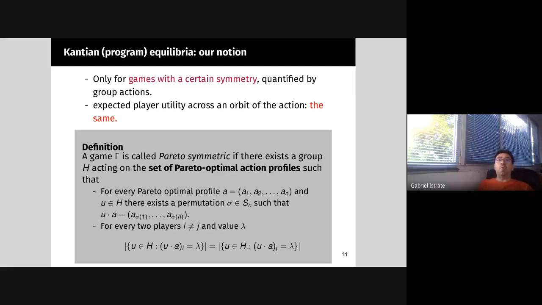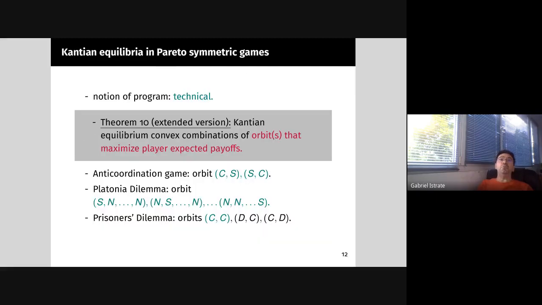So what we do is we restrict ourselves to a class of games with a certain symmetry, and the symmetry is quantified by having a group acting on the set of Pareto optimal action profiles in such a way that action profiles in the same orbit have the same multi-set of agent payoffs, and the expected payoff across all the action profiles in one orbit does not depend on the actual agent. So they're all going to get the same expected payoff.